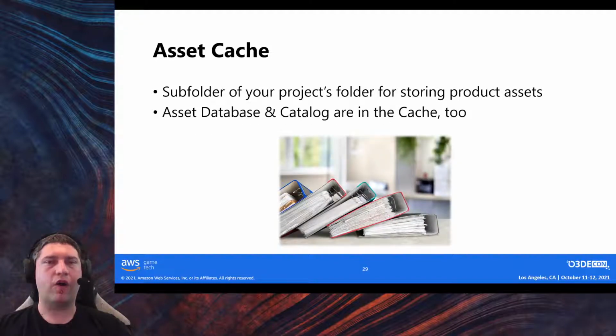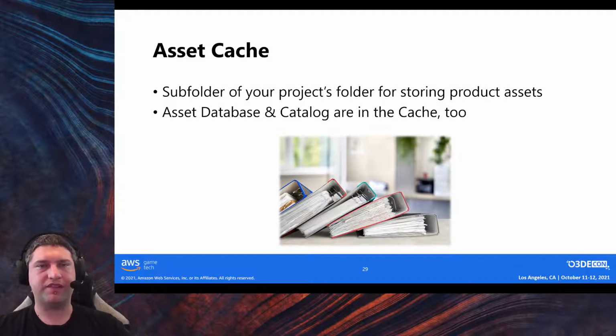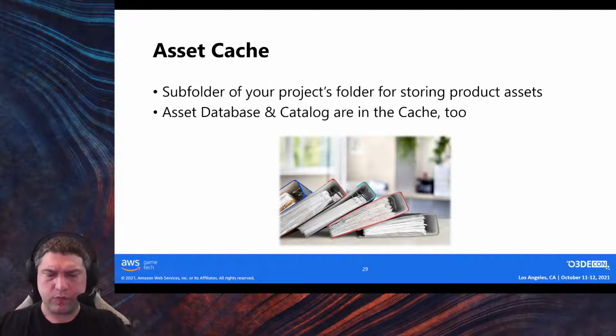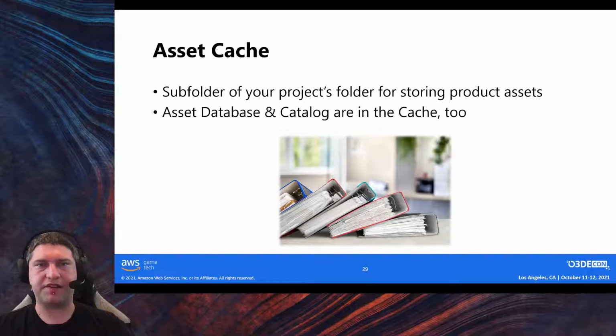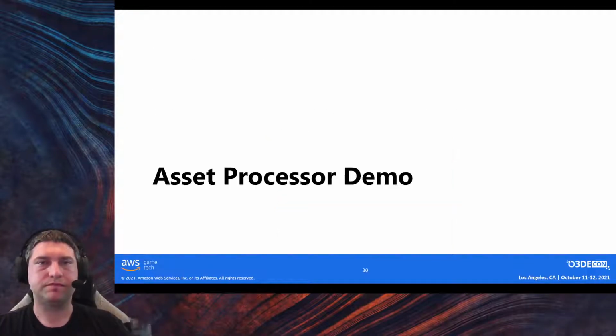The asset cache is where all of this lives. The product assets are put in the asset cache, which is a subfolder of your project, and the asset database and catalog are in the cache as well. So in the worst case, if you delete your asset cache, everything will get regenerated. You'll get back to ideally where you were before you deleted it. But this is a folder you'll often want to leave and keep around to save yourself time between running the asset processor and editor. That way it only has to reprocess what's changed since the last time you loaded, and not reprocess everything if you delete the asset cache.